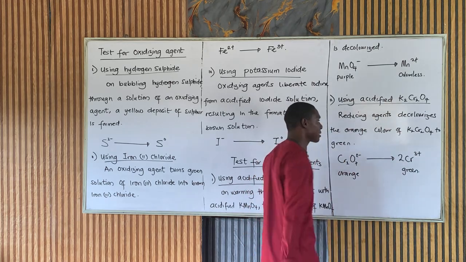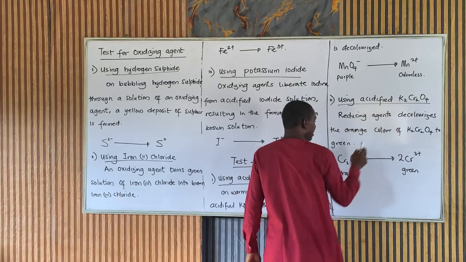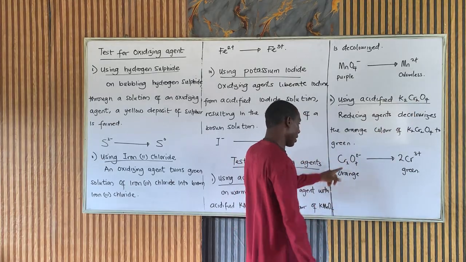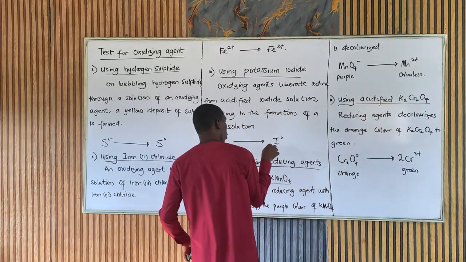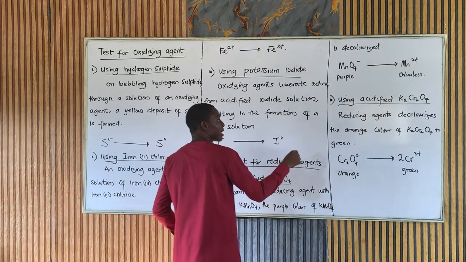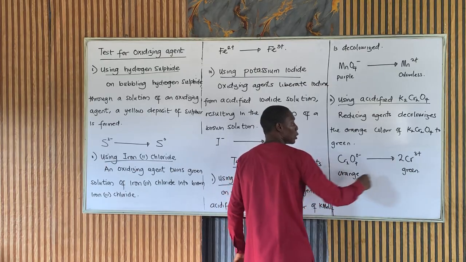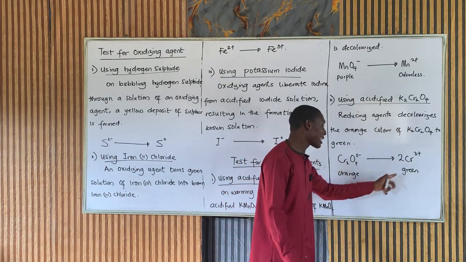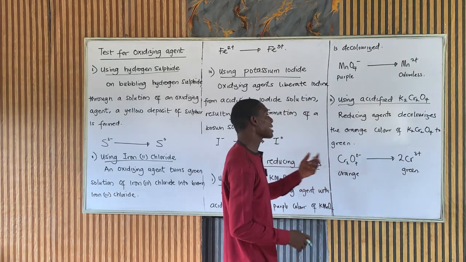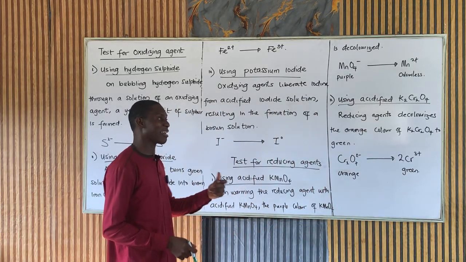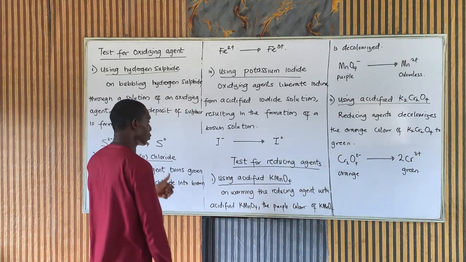Again, it's potassium heptaoxodichromate 6. This chromate 6 ion has an orange color. The moment you add this substance to a reducing agent, it reduces the chromate 6 to chromate 3, which has a green color. So you see, it changes to green. That's how you understand that, oh, the thing we have added must have been a reducing agent. So very important. You need to know this also.